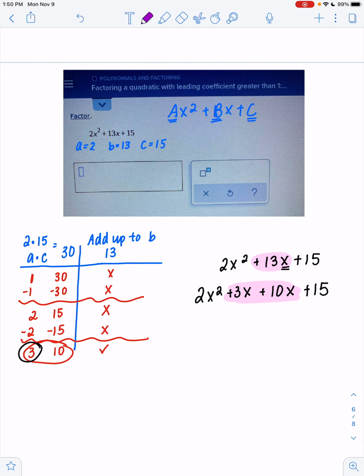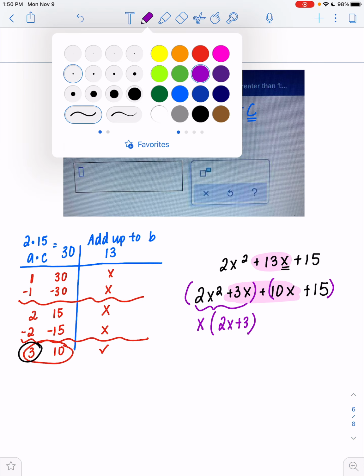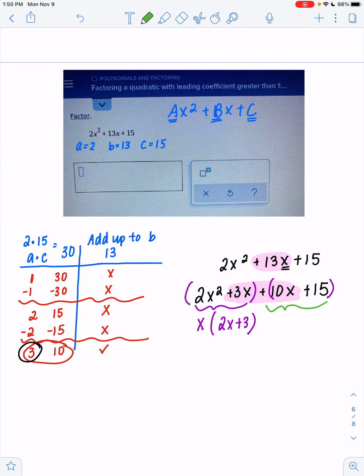So we're going to draw parentheses around your first 2 terms and then your last 2 terms. And you ask yourself, what can you factor out from your first 2 terms? Between 2x squared and 3x, the only common factor they have is x. And if you factor that out, you'll be left with 2x plus 3. Now between 10x and 15, their GCF here will be 5, so we're factoring out a positive 5. And inside our parentheses, we're left with 2x plus 3.